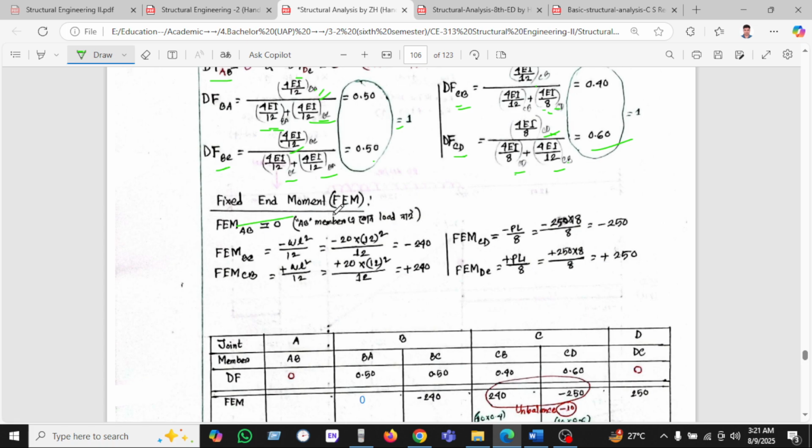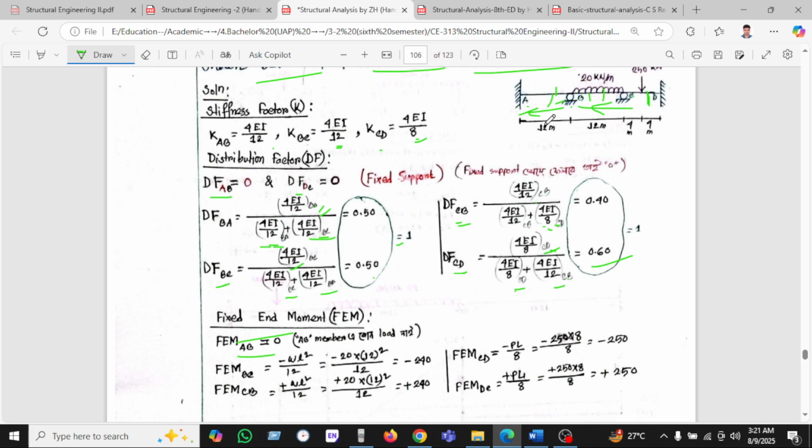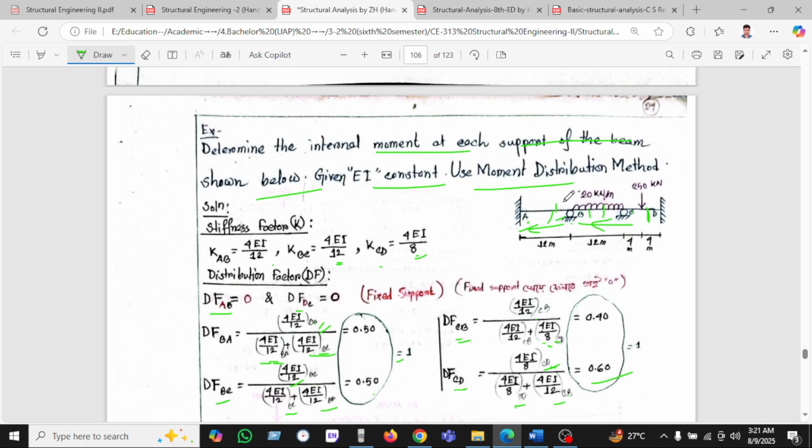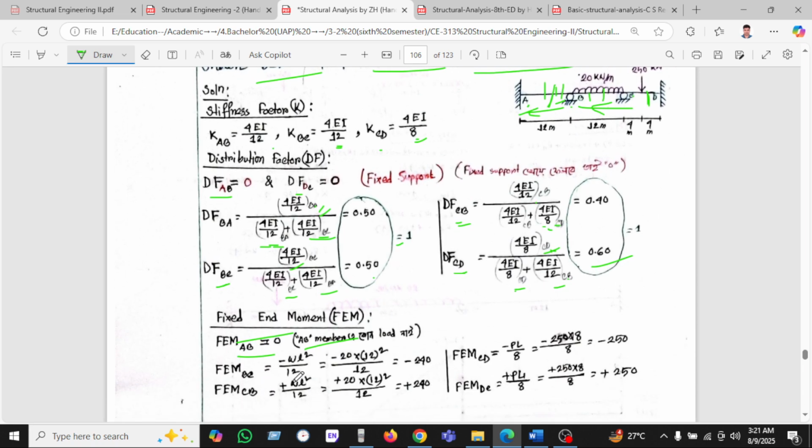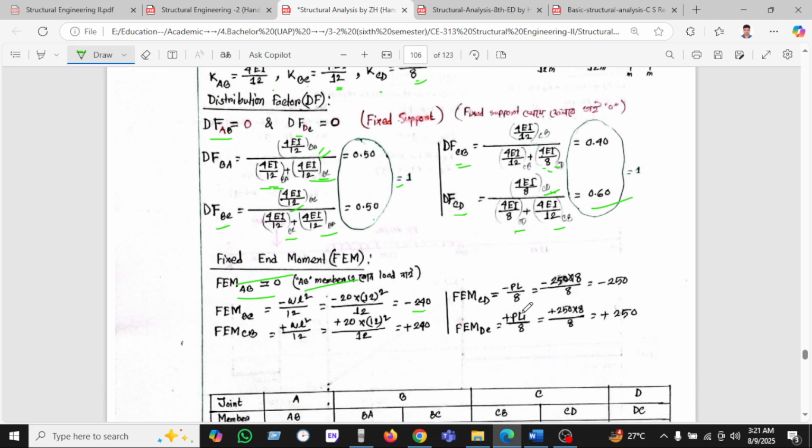The fixed end moment AB equals 0 because there is no load in the AB member. There is no load, so no fixed end moment. In the BC member, WL square by 12, and we found 240, and in the CD member we found PL by 8, which is 250, and it will have a negative sign.